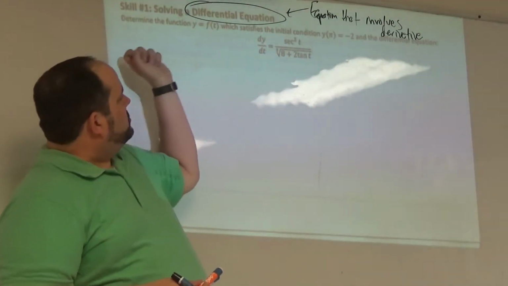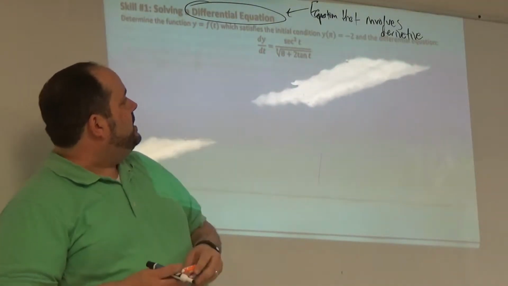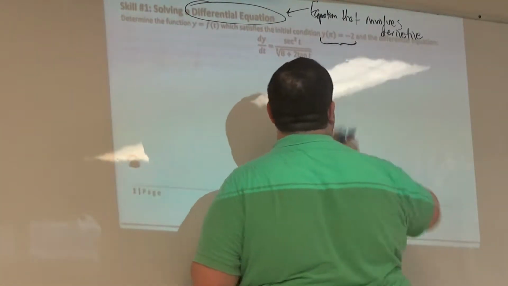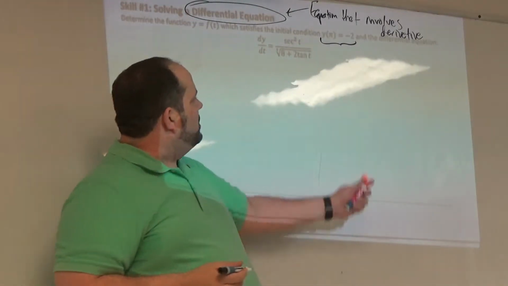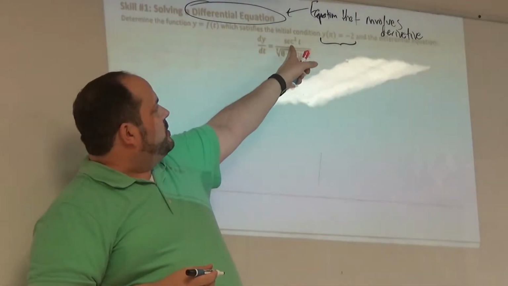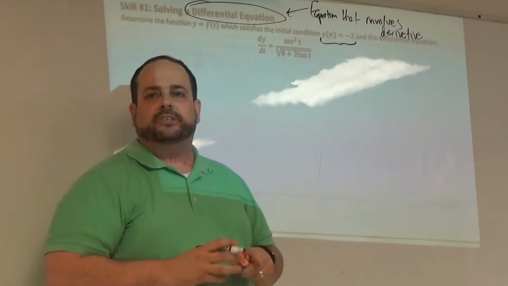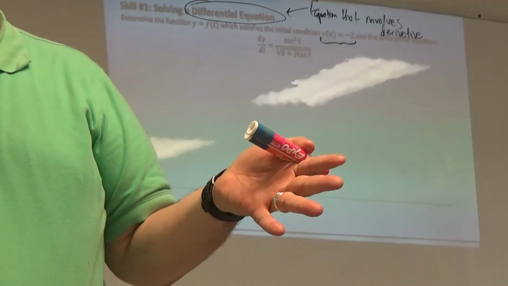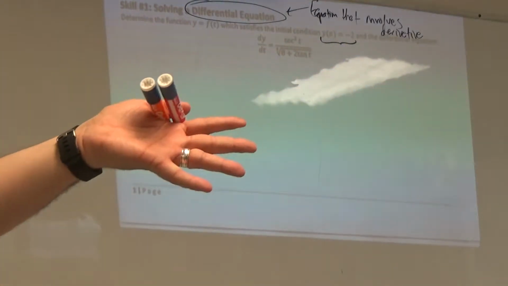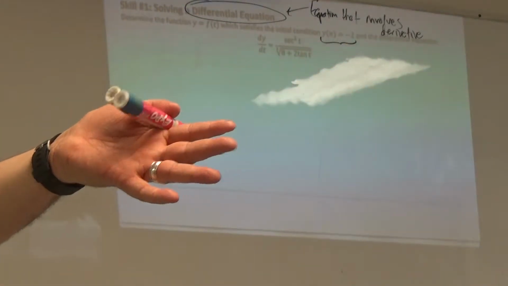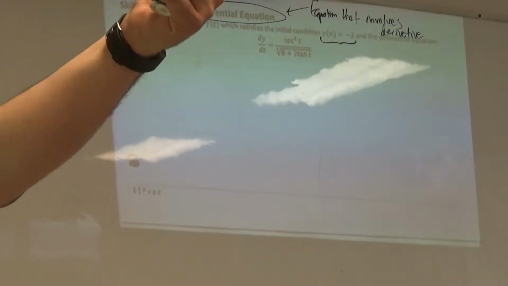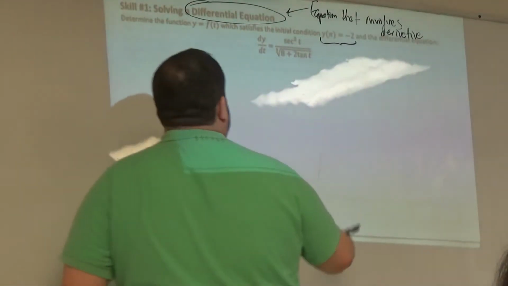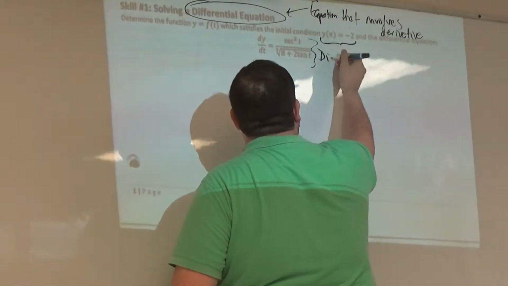So, for example, I want to determine the function y equals f of t, which satisfies the initial condition y of pi equals -2, and the differential equation dy/dt equals secant squared of t over the cubed root of 8 plus 2 tan t. Does this count as a differential equation? Because it's an equation that has a derivative. Done. Not done with the problem, but this is definitely a differential equation.